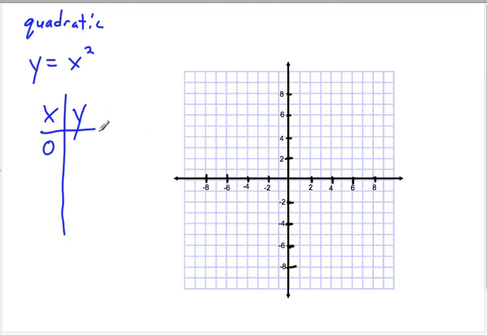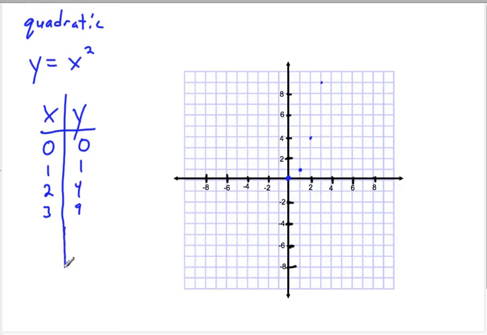So if x is 0, y is 0. So here's my 0, 0. If x is 1, y is 1, because 1 squared is 1. If x is 2, 2 squared would be 4. And you can see it gets tall pretty quick. So when x is 3, 3 times 3 is 9. Should be way up there.